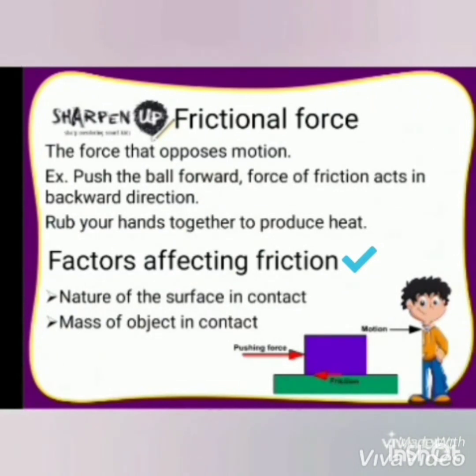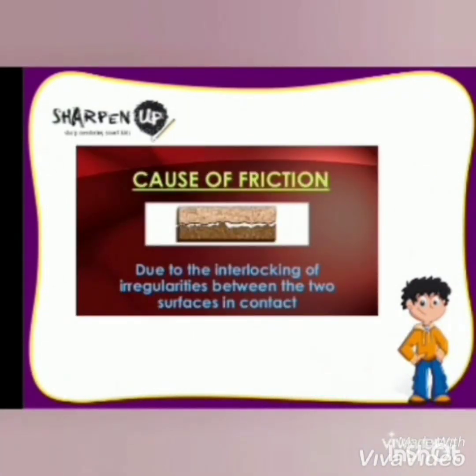Factors affecting friction. First one, nature of the surface in contact. Rough surfaces have more friction, whereas smooth surfaces have less friction. Second one, mass of object in contact. More weight will be more friction, and if we have less weight, then there will be less friction. After that, causes of friction: due to interlocking of irregularities between the two surfaces in contact.